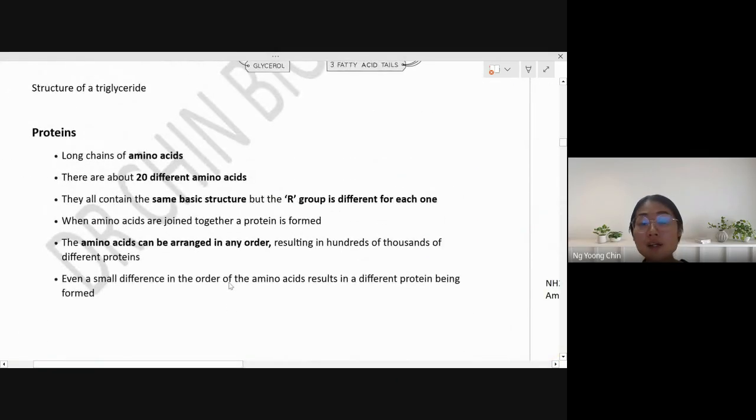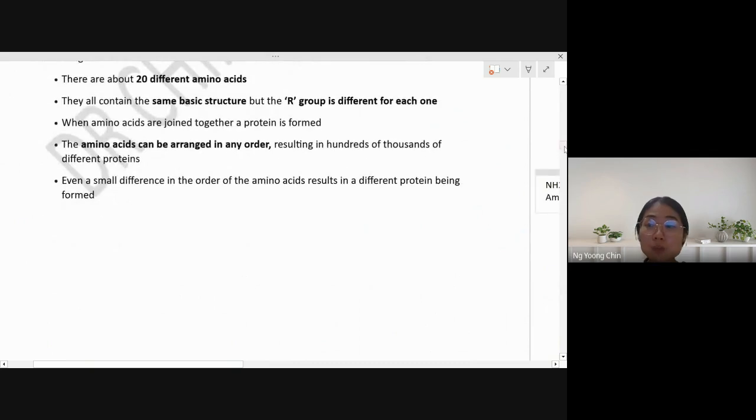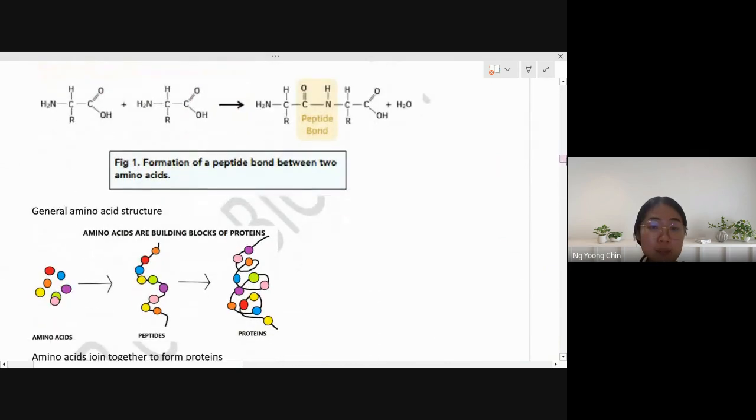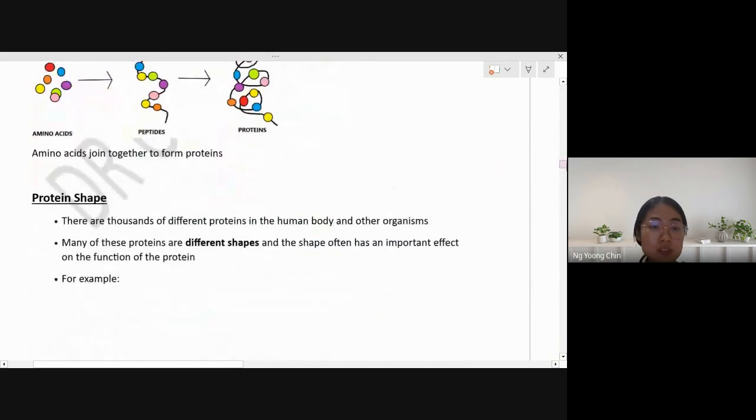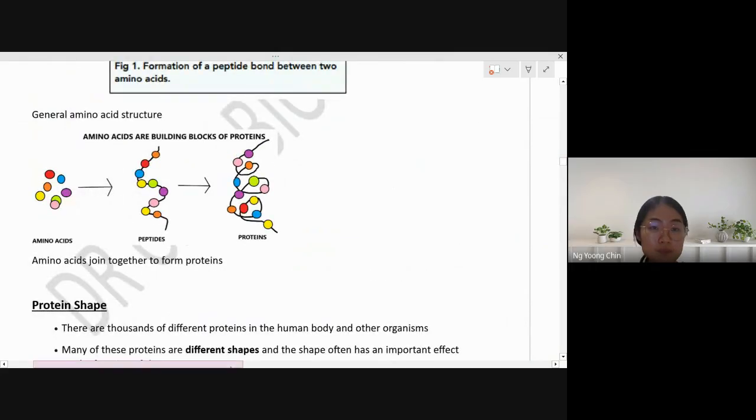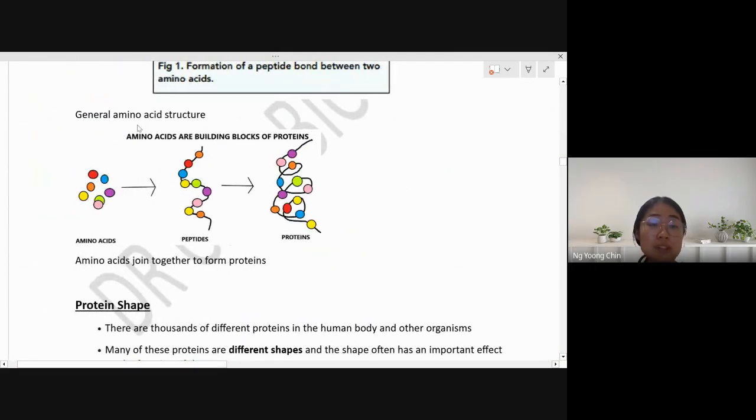This happens by condensation. In our body, we actually have 20 types of amino acid, with different R groups. The amino acids will be joined together, and then they will form proteins. I hope you still remember this. You can see, this is the amino acid structure.